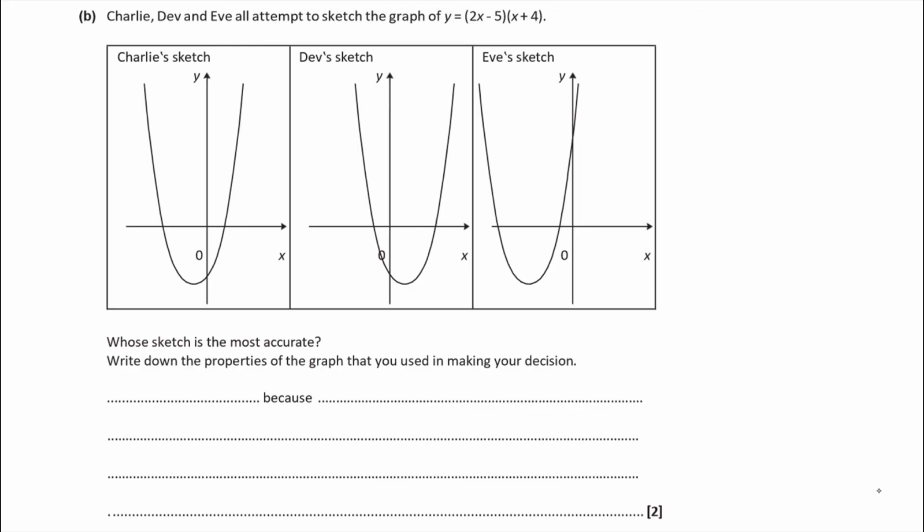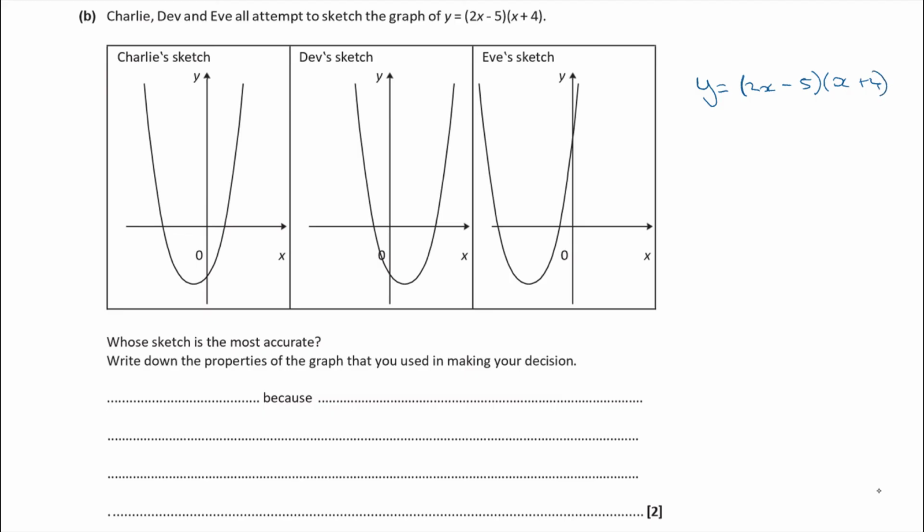Part B says Charlie, Dev and Eve all attempt to sketch the graph of y equals 2x minus 5 times x plus 4. And there are their various attempts there. Whose sketch is the most accurate? Write down the properties of the graph that you use to make your decision. Okay, so we've got the graph y is equal to (2x minus 5)(x plus 4).